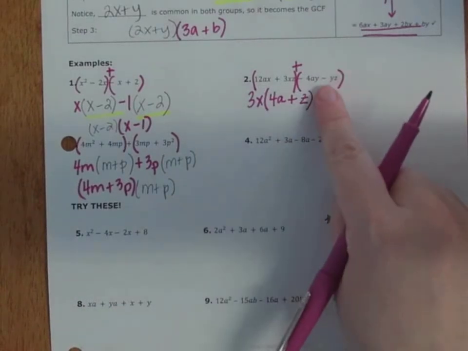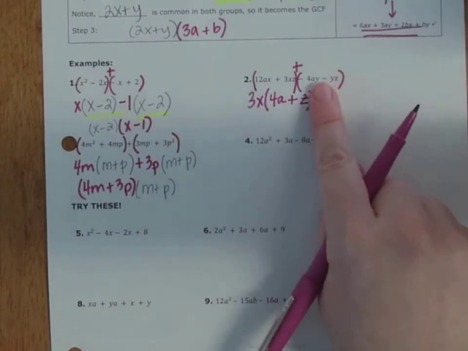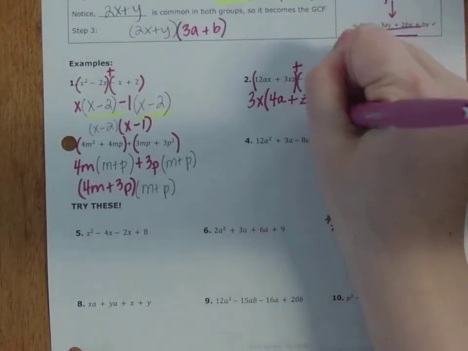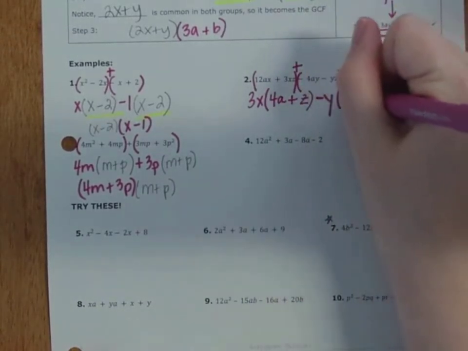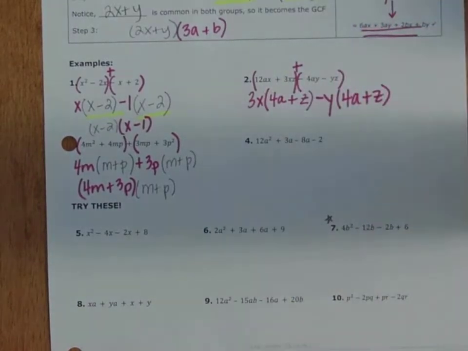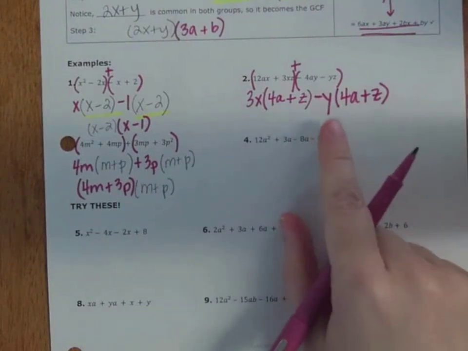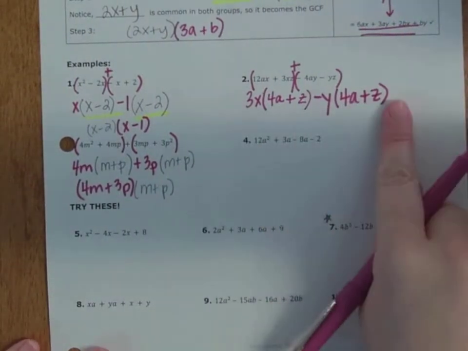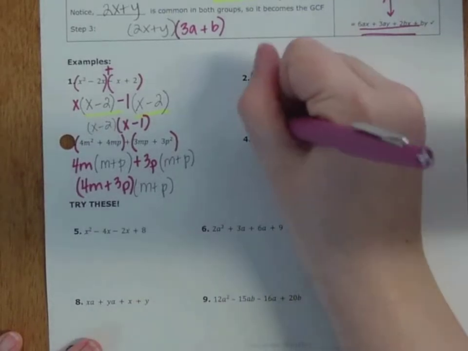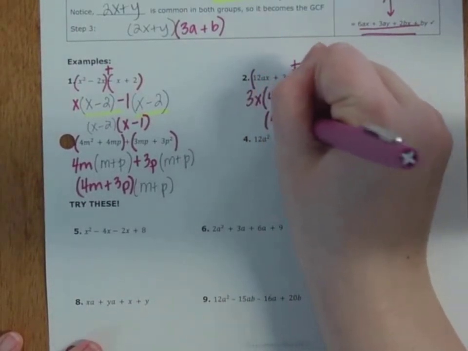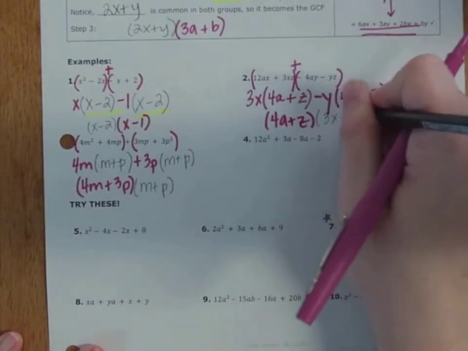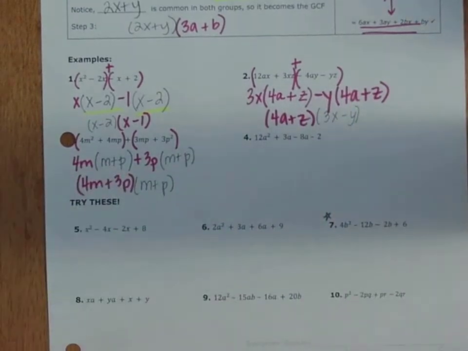Hey, what should I factor out of this second group so that I have a matching binomial? Negative y. So then I have 4a plus z. I had some people in second period accidentally leave this step as their final answer, but are we finished? No. So you need to identify your greatest common factor and then write your second binomial pair.